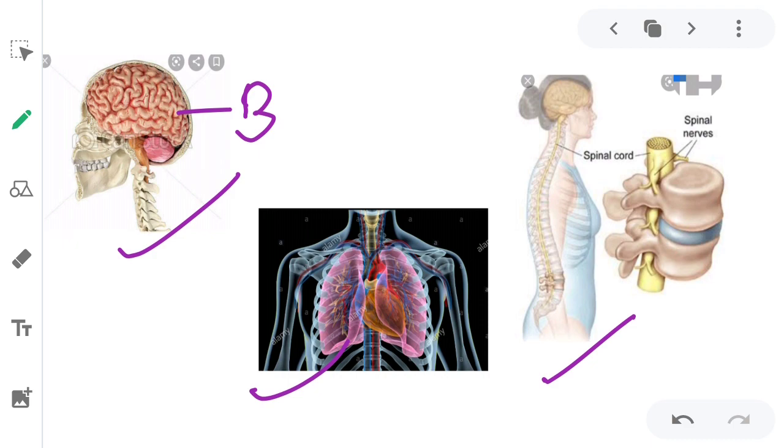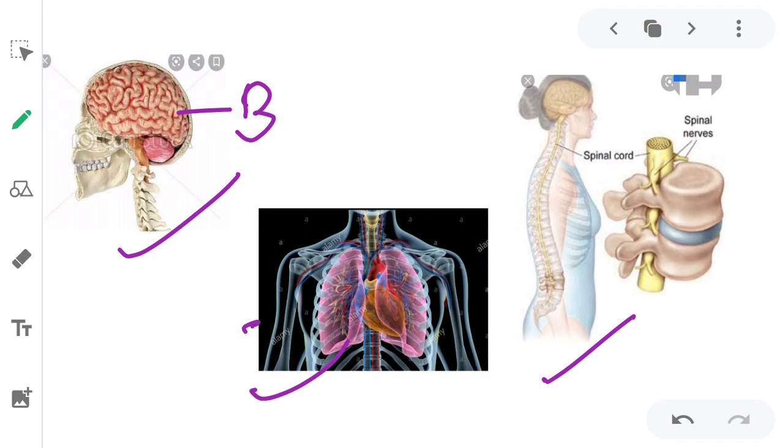kept inside the skull. When we see the diagram of the rib cage, you can see the pink organs. The pink organs are the lungs, and you can also see the orange and red organ, that is the heart. So you can see how safely the lungs and heart are placed inside the rib cage.